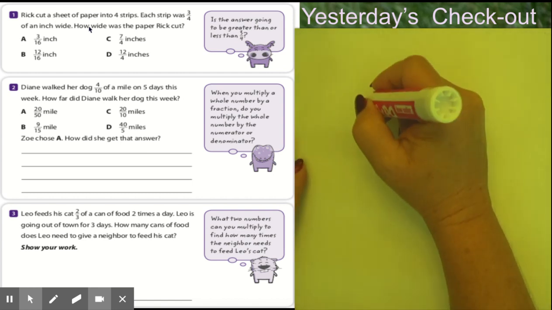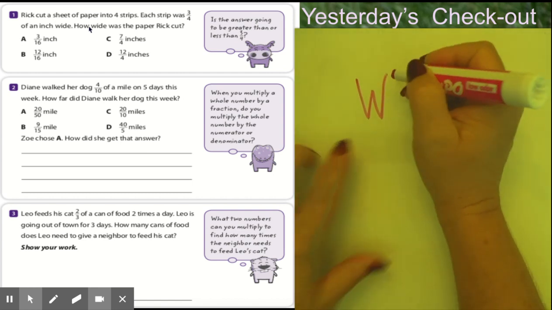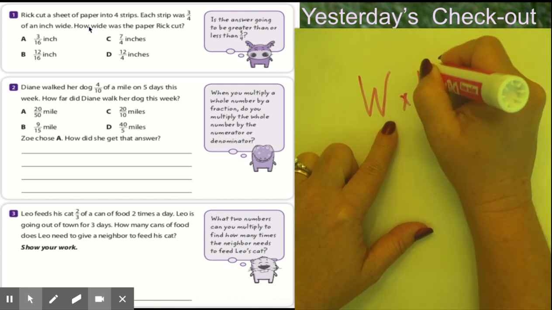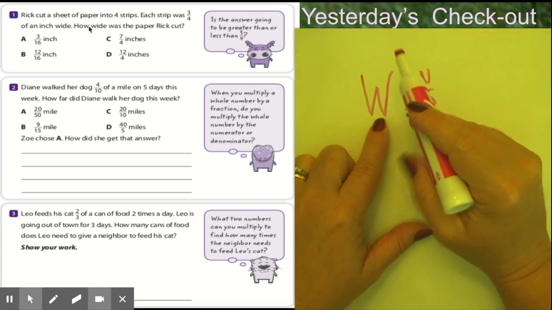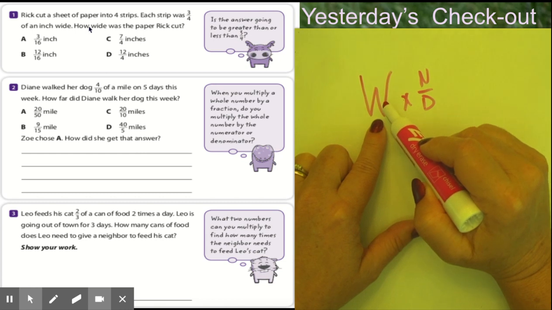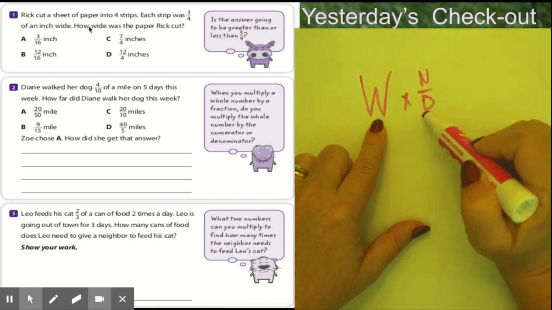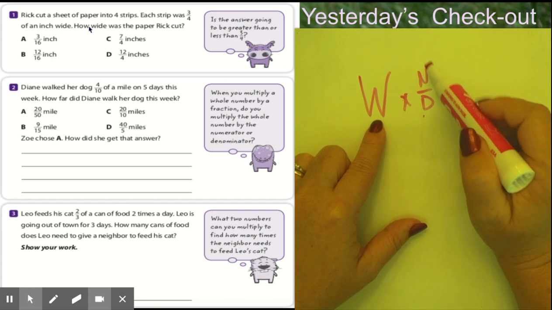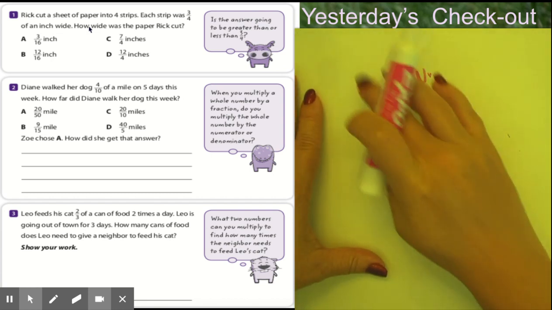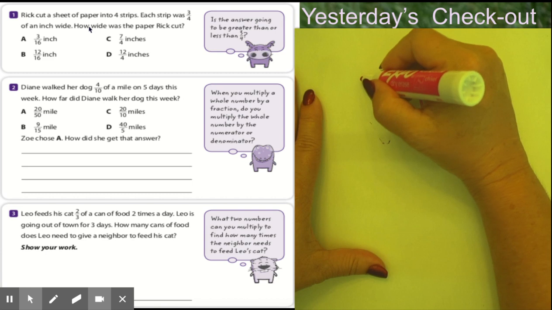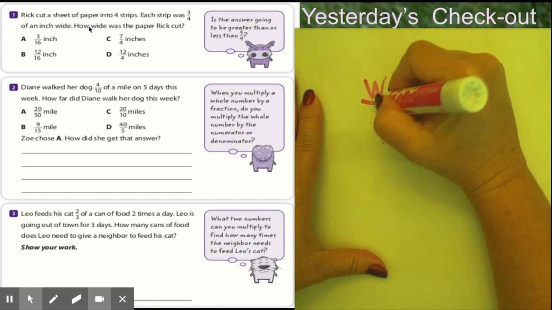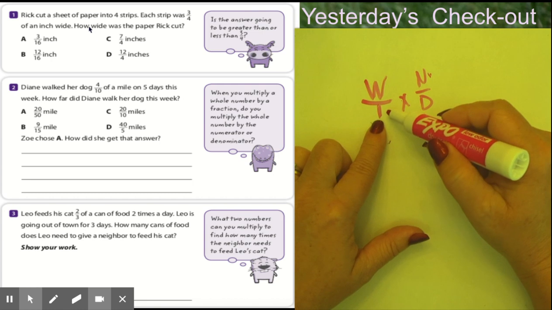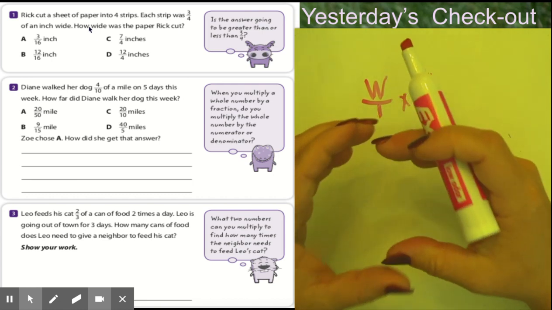So he's basically saying when you have a whole number and you multiply it by a fraction, a numerator and a denominator, what do you multiply this whole number by? The numerator or the denominator? Well, the answer is the numerator, of course, because when you take your whole number and you turn him into a fraction, you do that by putting him over the denominator of 1 to show that he is not cut up. He is one big piece.